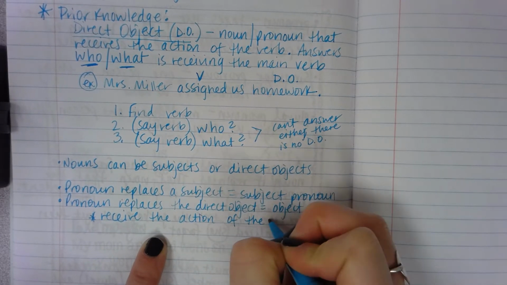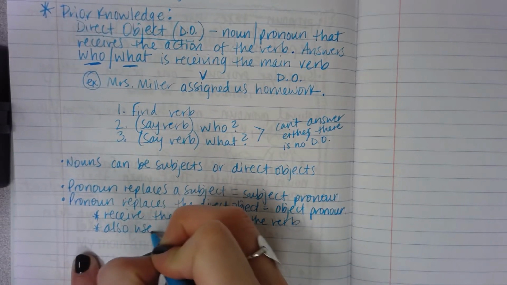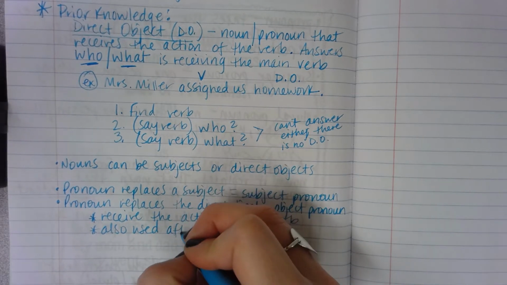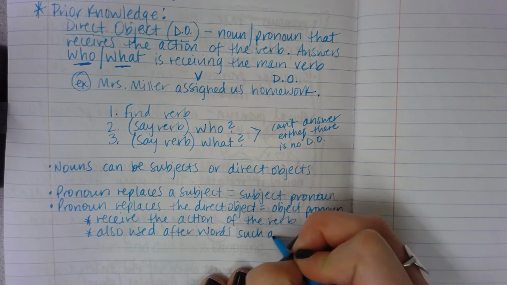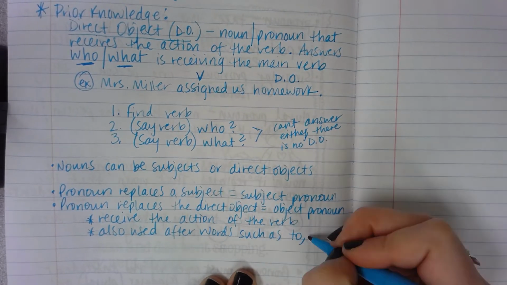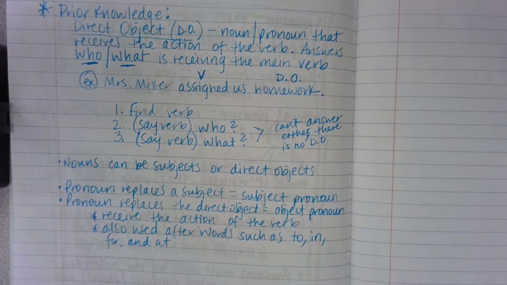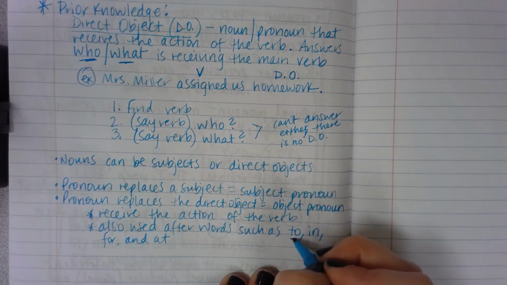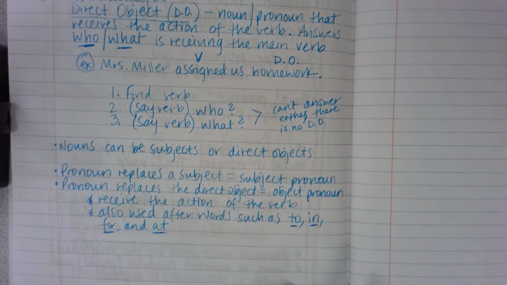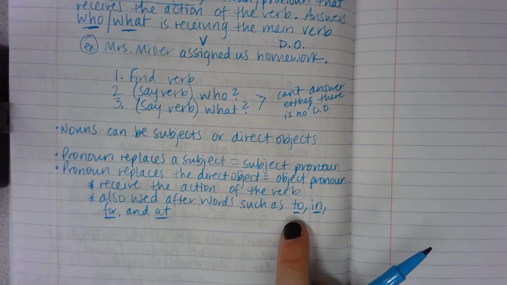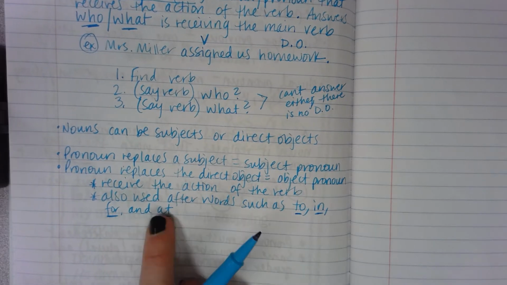And it's also used after words such as to, in, for, and at. So a lot of the times if you see one of these words toward the end of a sentence, chances are right after it is going to be your object pronoun, okay? To him, to her, in there, for her, and at his place, okay?